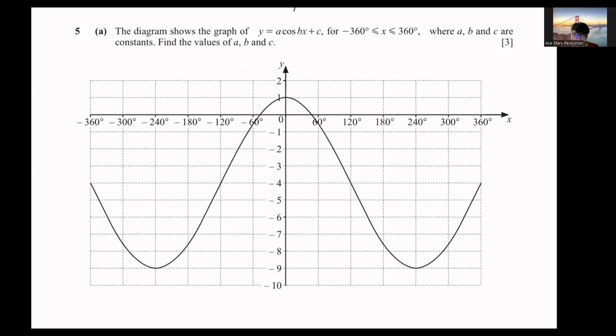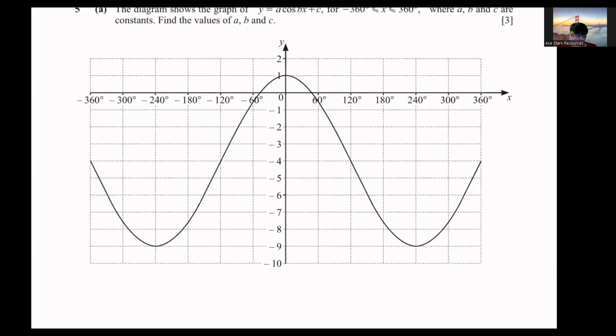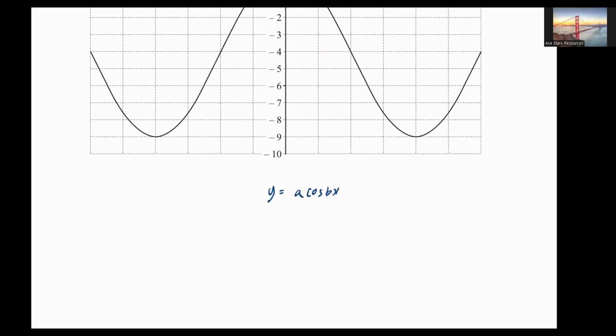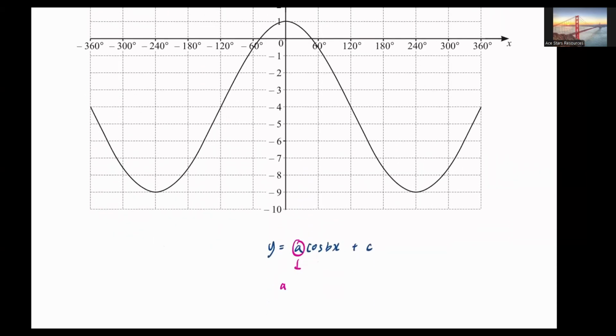The diagram shows the graph of y equals a cos bx plus c for negative 360 degrees until positive 360 degrees. So they have given us the graph and we are required to find a, b and c. This is clearly a cos graph. The easiest thing to find in this graph is actually the amplitude, right? So knowing what you're looking at is very important. y equals a cos bx plus c. So we are looking at the amplitude here first. So a is the amplitude.